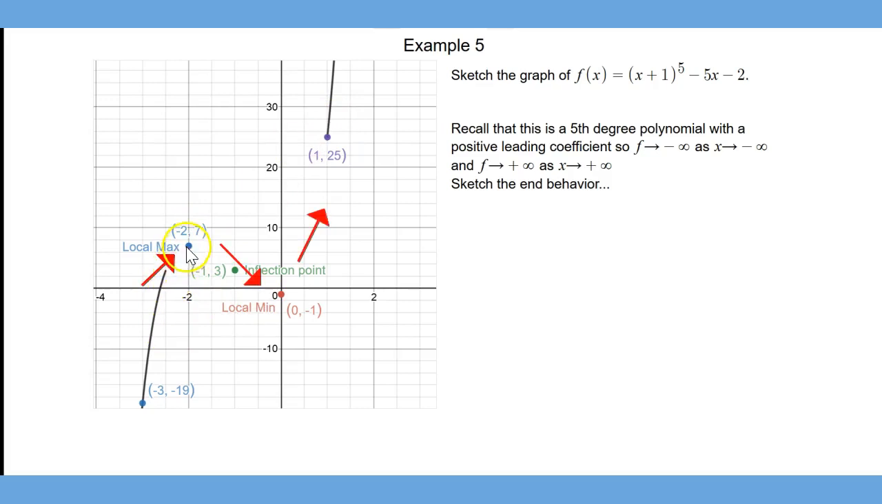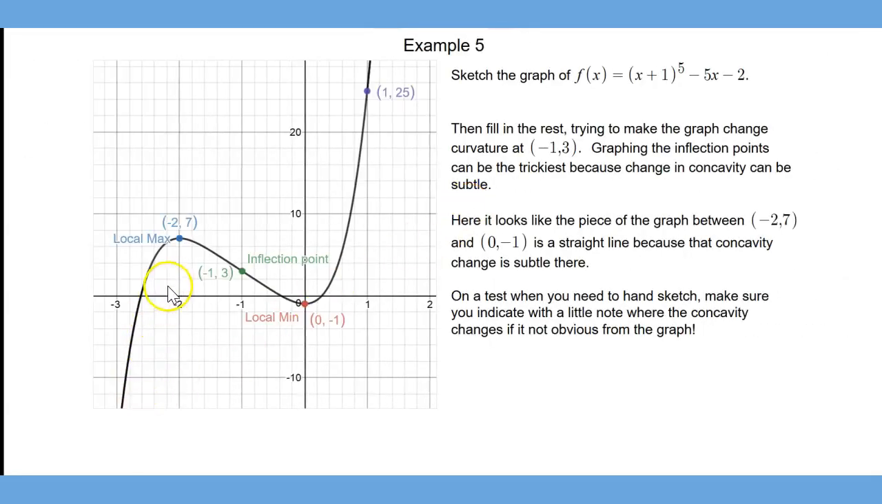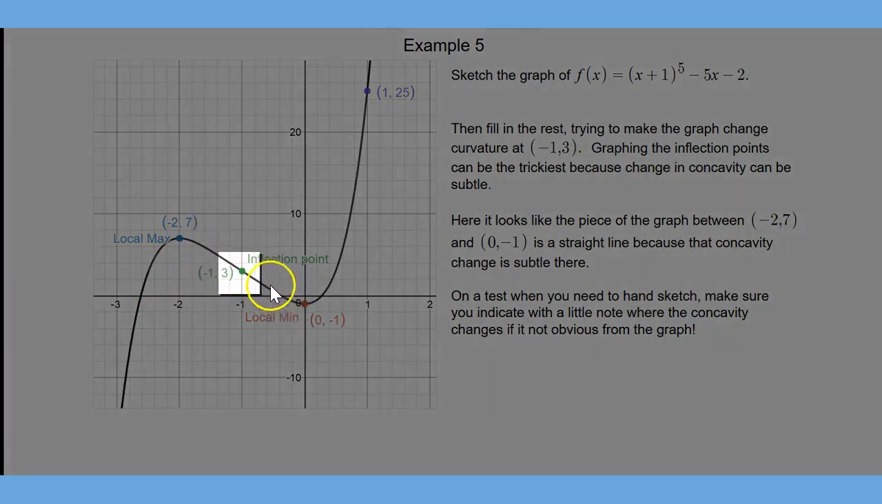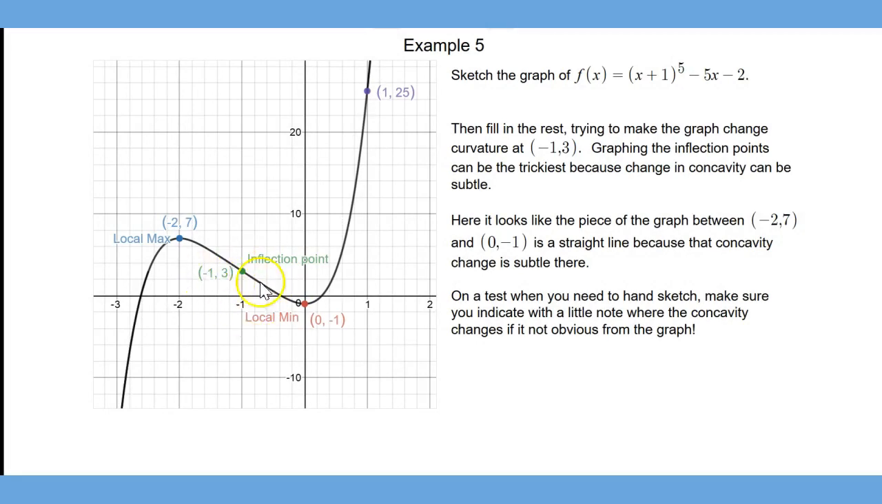So I know that it's going to go up to this local max, come through this inflection point, come down to this local min, and then connect up here again. And I'm going to try to make it change concavity at this inflection point. And instead of my horrific drawing, I let Desmos fill it in. So notice that this inflection point, the change in concavity looks very subtle here. So that's why I'm saying that doing it by hand, if it's subtle, it can be pretty tricky. So you want to mark it, inflection point.